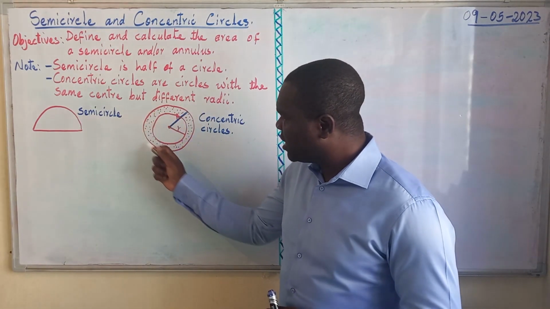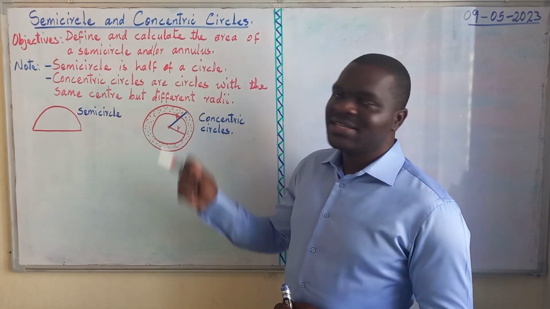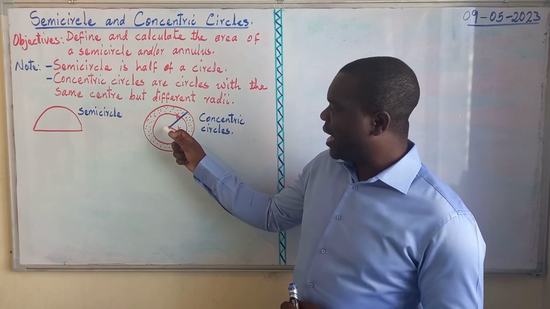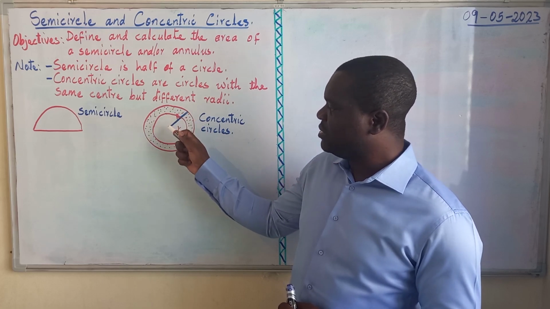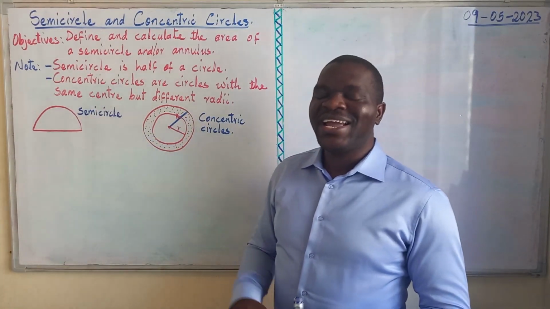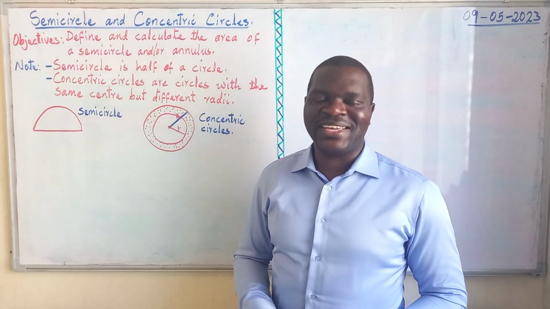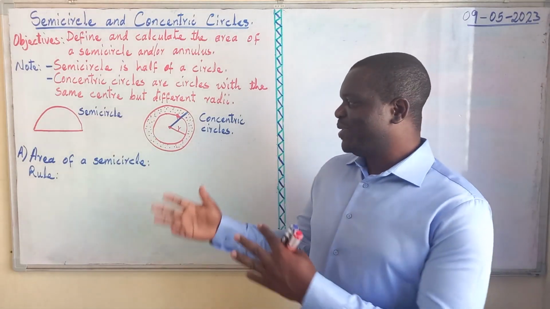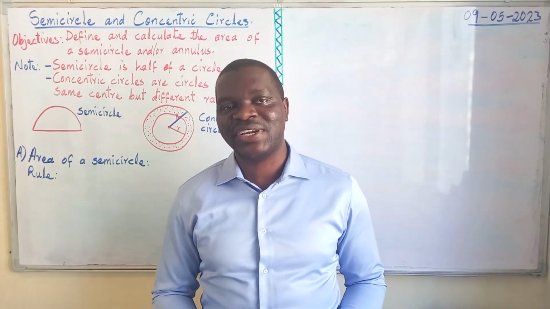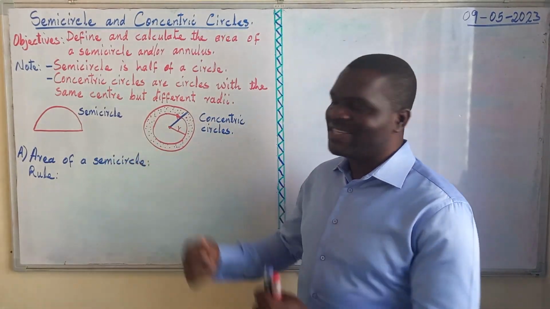We have a bigger circle and a smaller circle, and the outer circle has a longer radius, which is here in blue, and the smaller circle has a smaller radius. So this is all we are going to be talking about in the course of our lesson today. The first aspect we are going to be looking at as far as semicircles and concentric circles are concerned is the area of a semicircle.